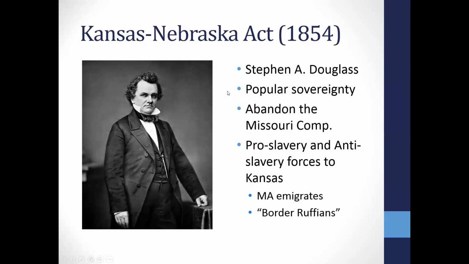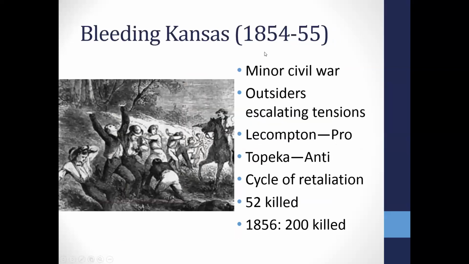Now, what emerges out of this chaos is really a prelude to the American Civil War, which will break out in 1861. And this is Americans fighting Americans over the issue of slavery. You actually have two rival governments that will form in Kansas, both claiming to be the legitimate government. Lecompton was a pro-slavery government, and Topeka was an anti-slavery government. There was a cycle of retaliation, of fighting between pro and anti-slavery settlers, and over 52 are killed in 1854 and 55, and that violence will just escalate in the following year of 1856.